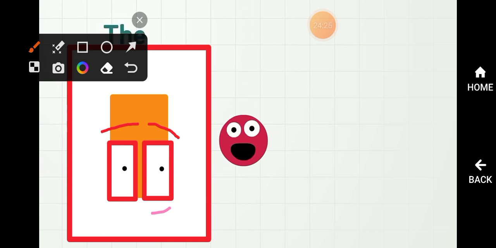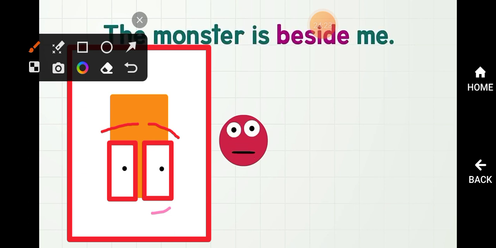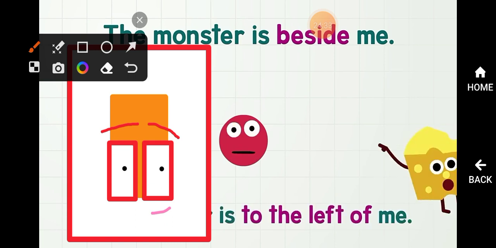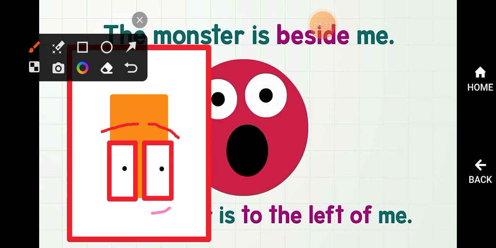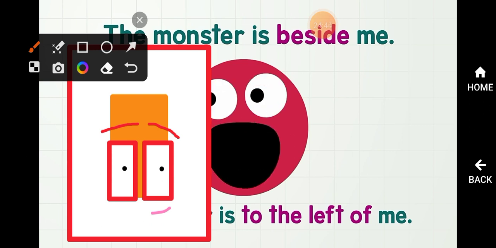Again, the monster is beside me. You can also say the monster is to the left of me. Hey, I know. Is there anything beside you on the left side? Why don't you look to the left, pick one thing, and tell me what it is?